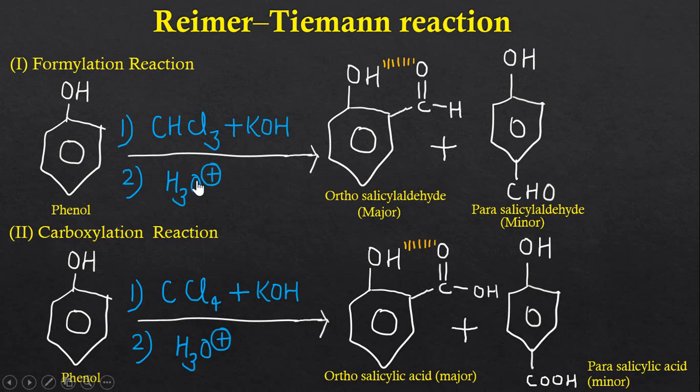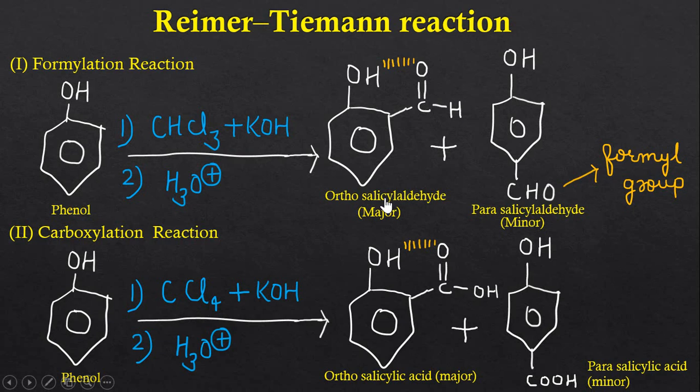by acidification. Here you see the CHO group. This CHO group is known as formyl group. This formyl group is attached at the ortho position and para position of the phenol system. That's why we call this reaction as formylation reaction, because formyl group is attached at ortho and para position. Here you see two products are formed, ortho and para.